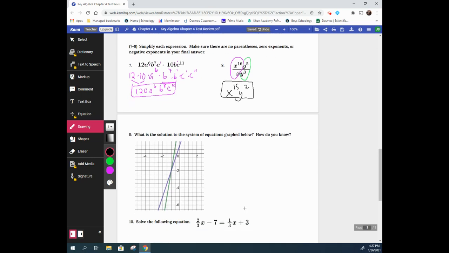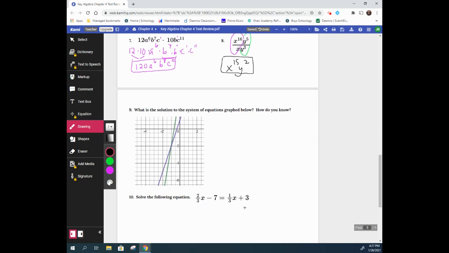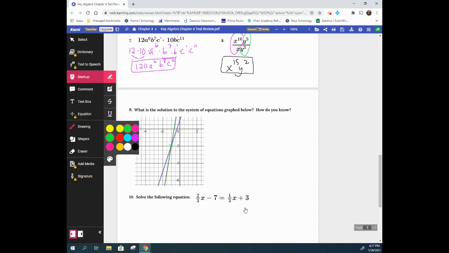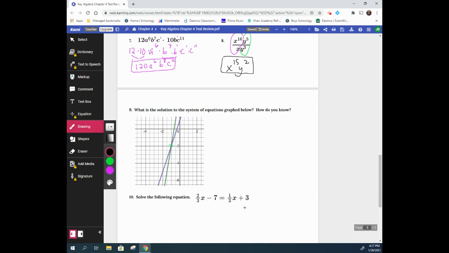All right, number 9, what is the solution to the system of equations graphed? And then how do you know? Remember, a solution is where the lines intersect. They intersect right there. So my solution is the ordered pair at which they intersect. Pay attention to the scale here, because this is -1 right here. So I go to the left, -1, I go down -2. So my solution is at (-1, -2), because that's where the lines intersect. Should have probably typed this. My handwriting is terrible right now.